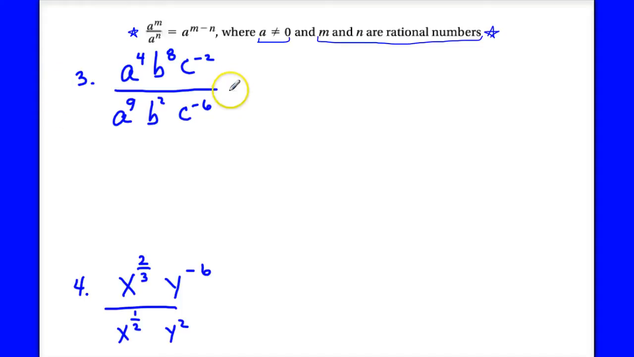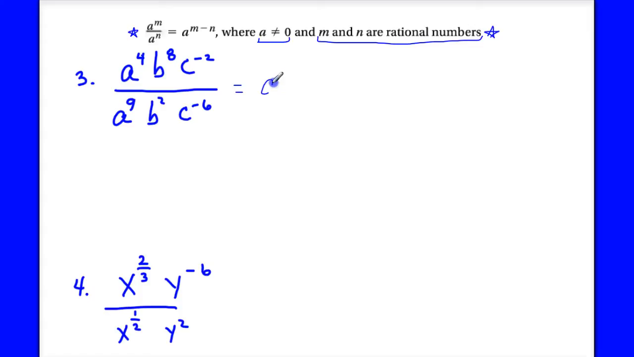And if we had that in there, we'd have to do something else, which if we run into that later, I'll show you. So let's apply the rule that we just learned. Let's do the shortcut now. Let's save us some time to make sure we understand what's going on here. Here I have a to the 4th, b to the 8th, c to the negative 2, over a to the 9th, b squared, c to the negative 6.